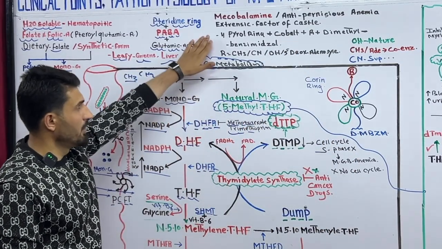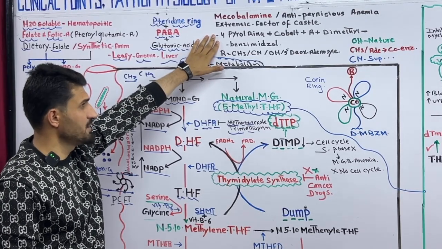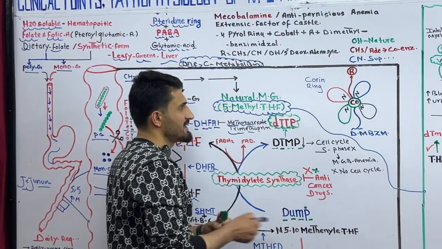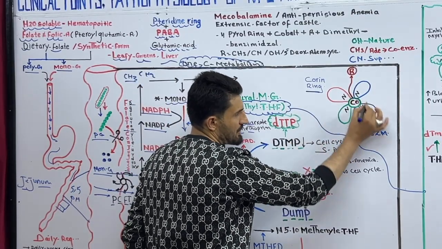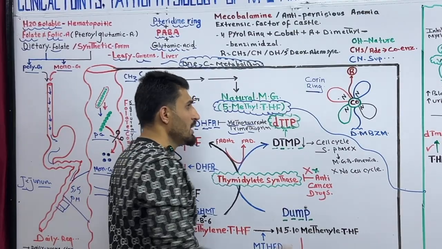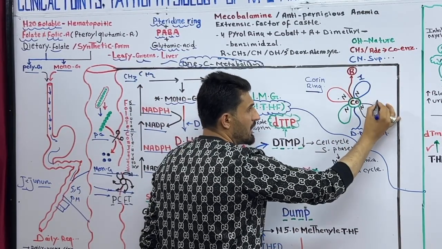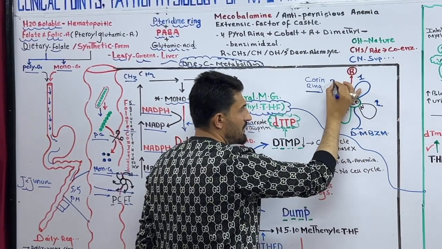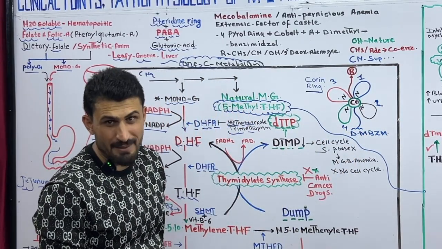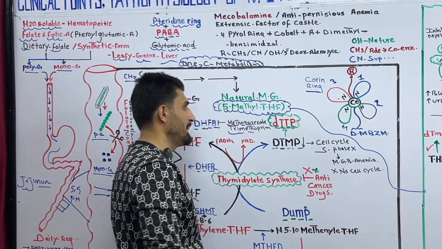So now about mecobalamin. Structurally, it's made of one ring-like structure, which is called the corrin ring. This is called the corrin ring. The corrin ring is made of four pyrrole rings. This is one, this is two, this is three, this is four pyrrole rings, like heme in hemoglobin, but with a bit of difference from heme.